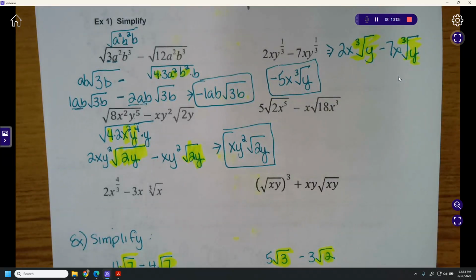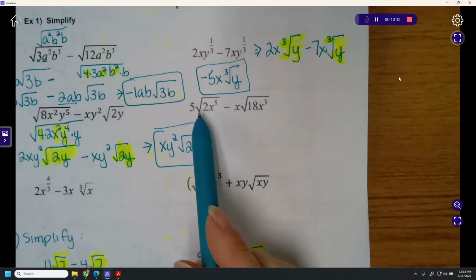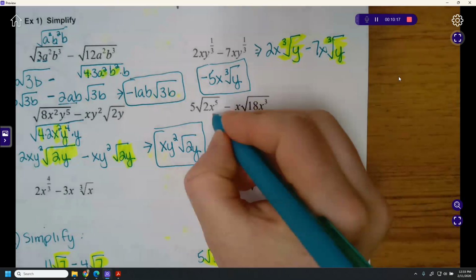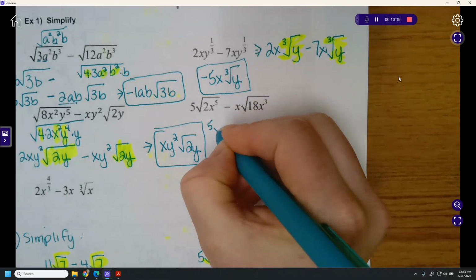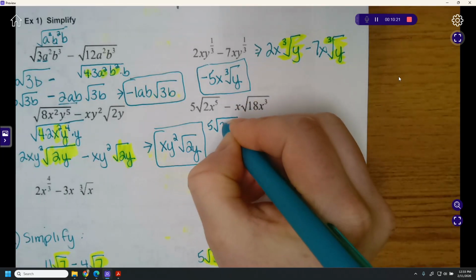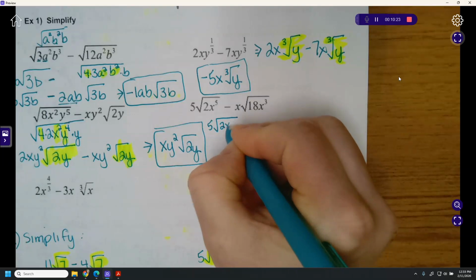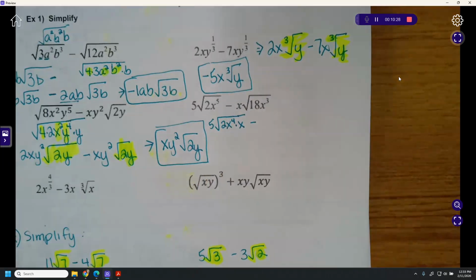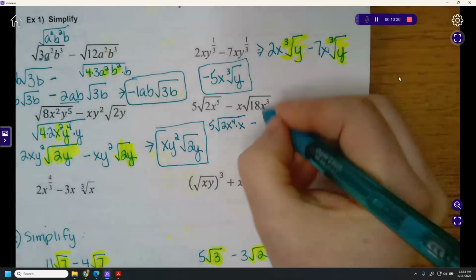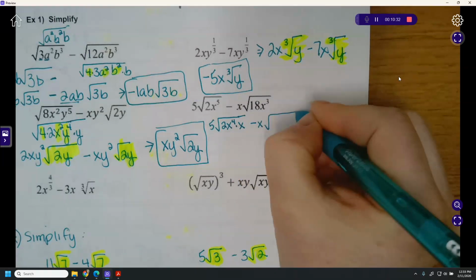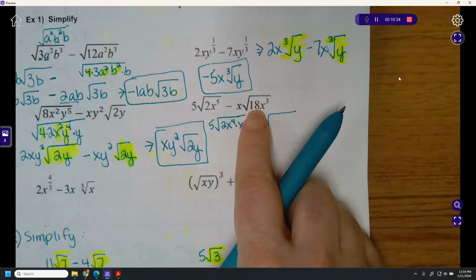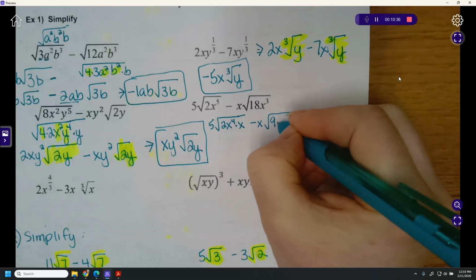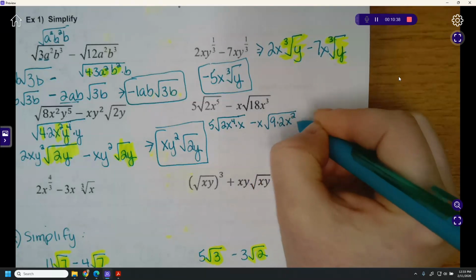Okay. Let's try one of these. I have 5 square root of 2x to the 5th. So I'm going to rewrite that as 5 stays there. I'm going to rewrite x to the 5th as x to the 4th times x. Okay. Over here, I have an x on the outside. I am going to rewrite 18 as 9 times 2, x squared times x.